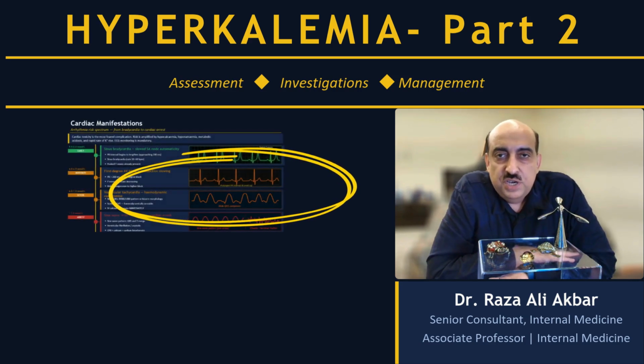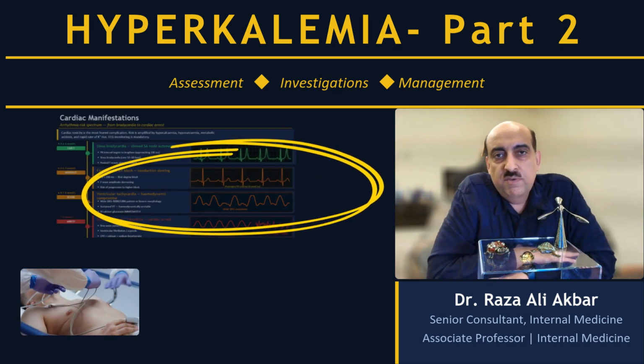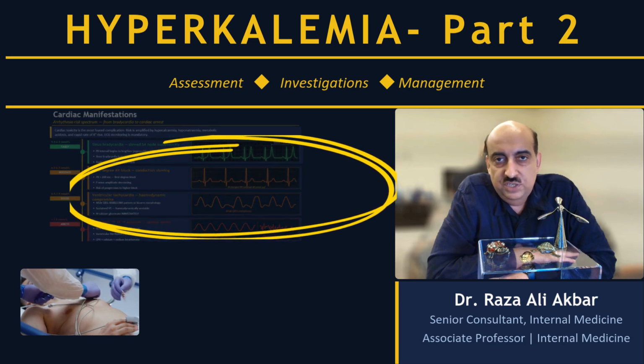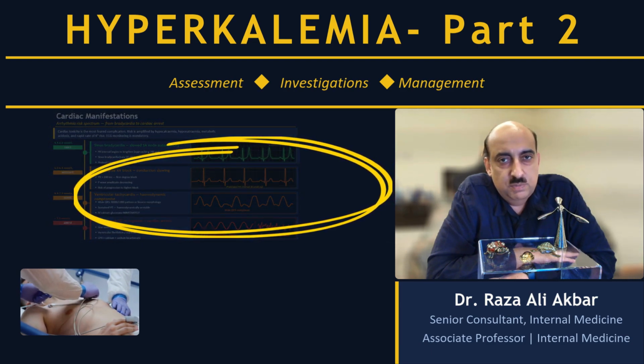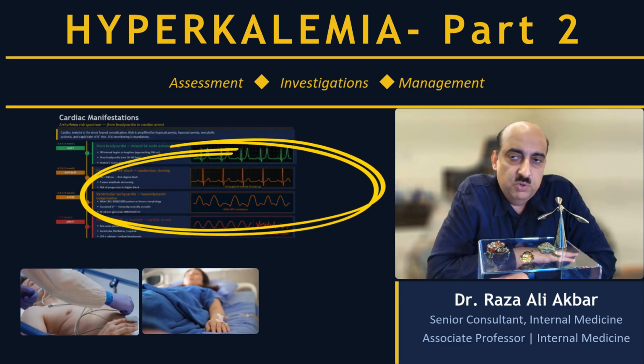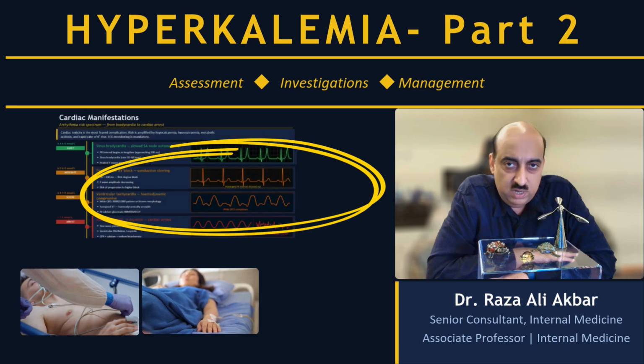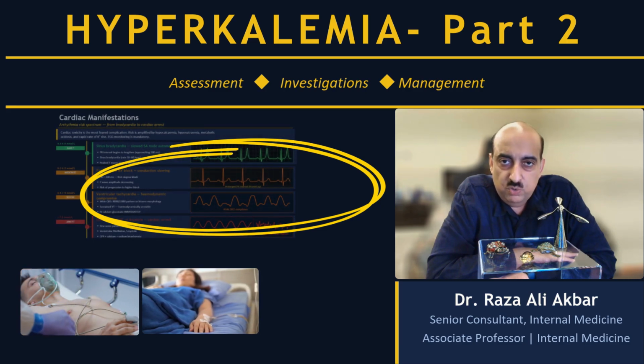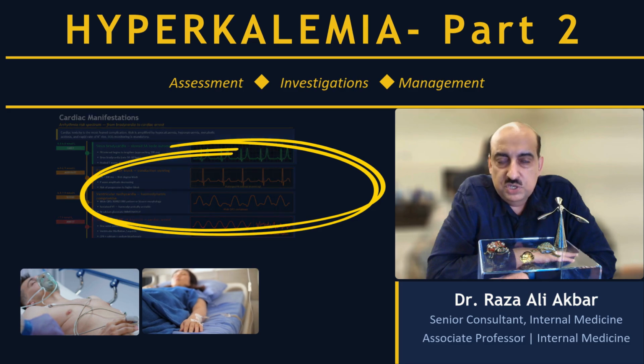You have a patient number 1 with a potassium of 5.9, no ECG changes, and is asymptomatic. How do you deal with that? Patient number 2, you have a potassium of 7.1 and you're on your own. How will you manage such a patient?